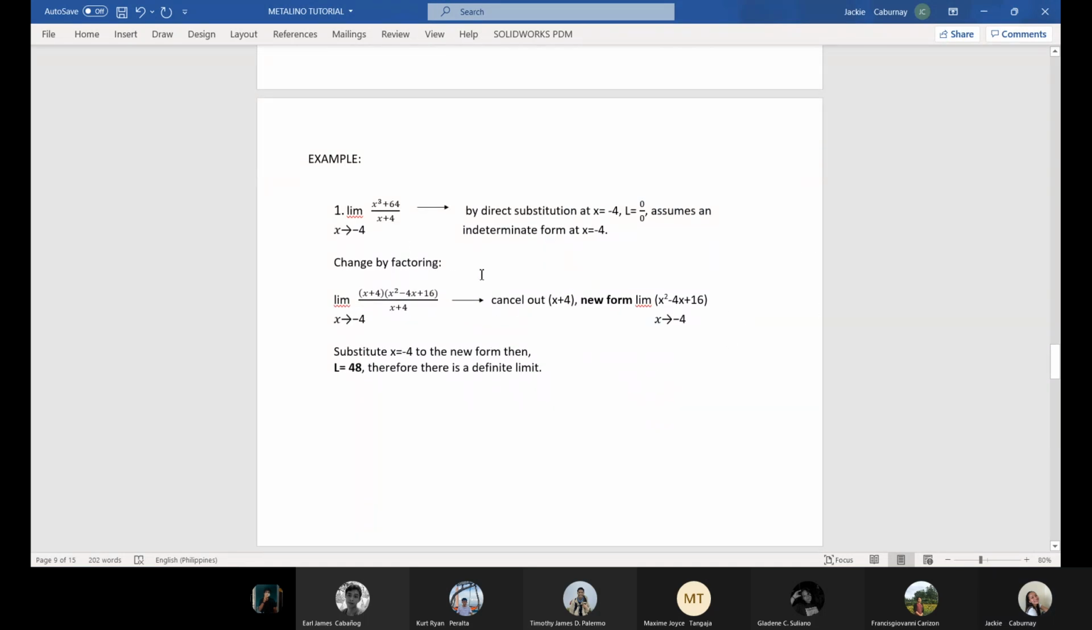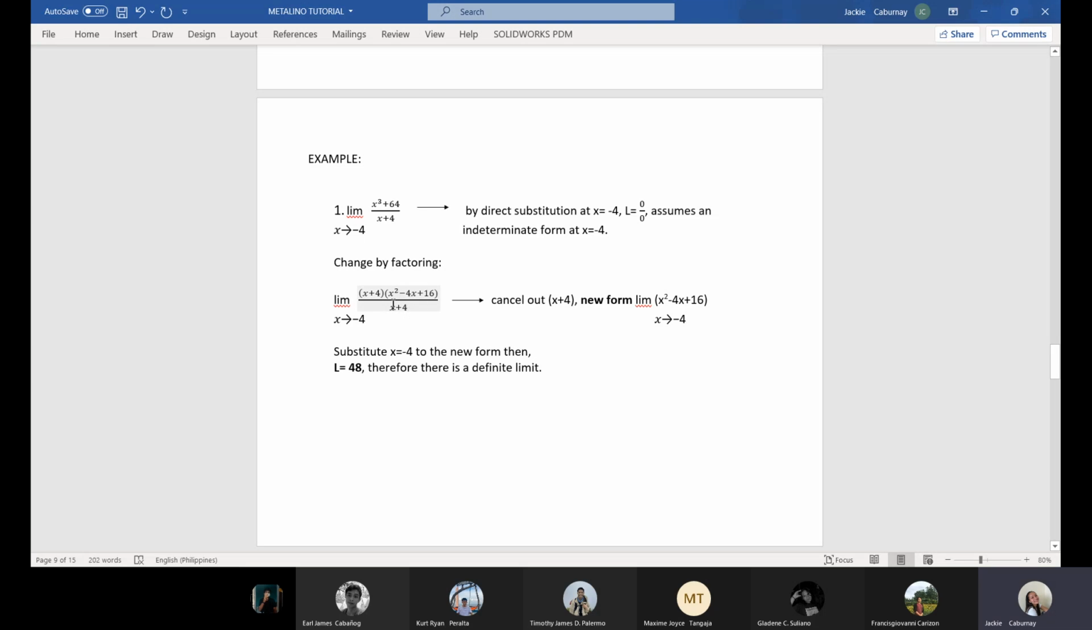So, to get the answer, you can factor the numerator so that you can cancel the denominator and come up with a new form. So, you change the form by factoring. The limit, the factor of x cubed plus 64 is x plus 4 times the quantity of x squared minus 4x plus 16. That is the factor of x cubed plus 64.